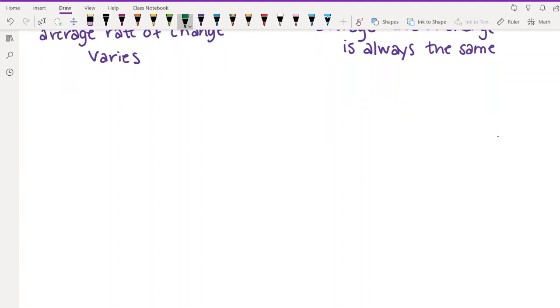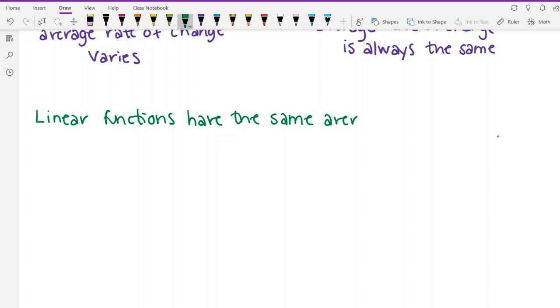So basically what we just said is that for a linear function, they have the same average rate of change between any 2 x values. It doesn't matter which x values you pick.